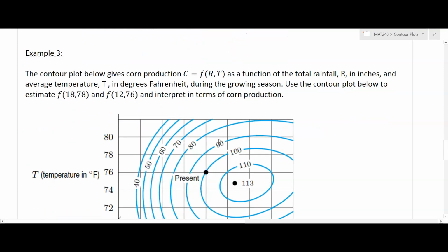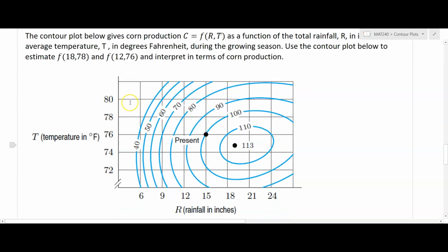The contour plot below gives corn production. So C is a function of R and T. R is the amount of rainfall. Of course, corn production is going to depend on how much rain you get, and on the average temperature. If it's too cold or too hot, you're not going to get a high yield of corn. Use the contour plot below to estimate f(18, 78) and f(12, 76).